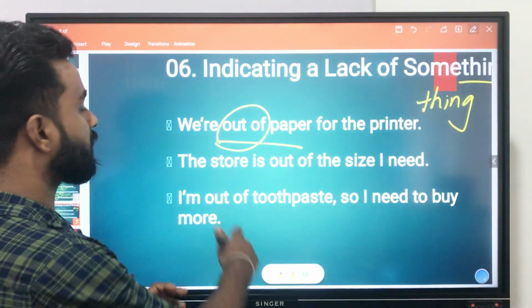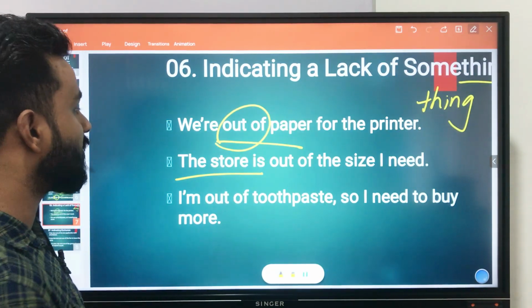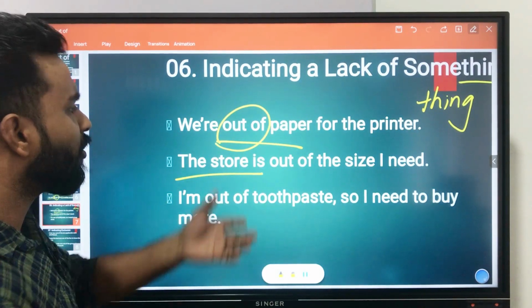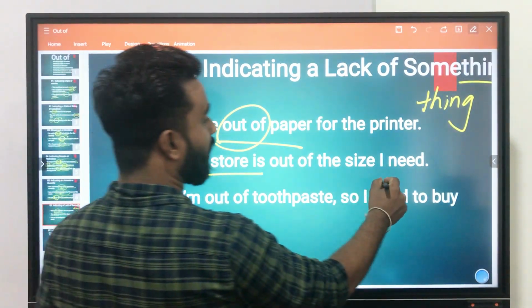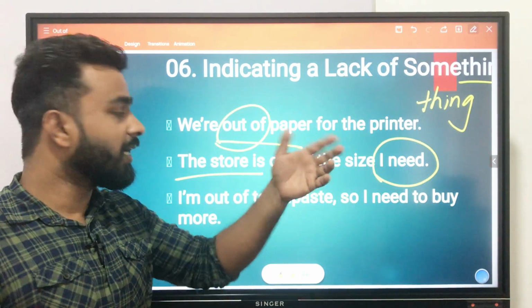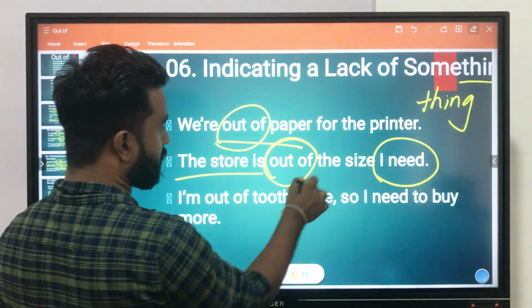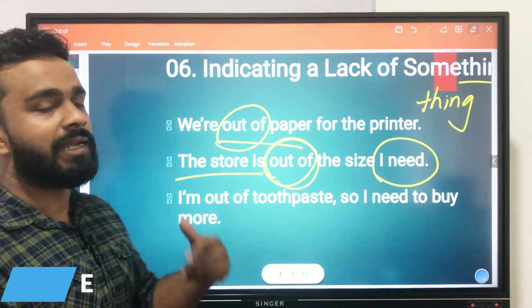Next example, the store is out of the size I need. Someone is trying to sell me something at a store, then I say the store is out of the size I need. I want it to be bigger than this. Then I say this store is out of the size I need.